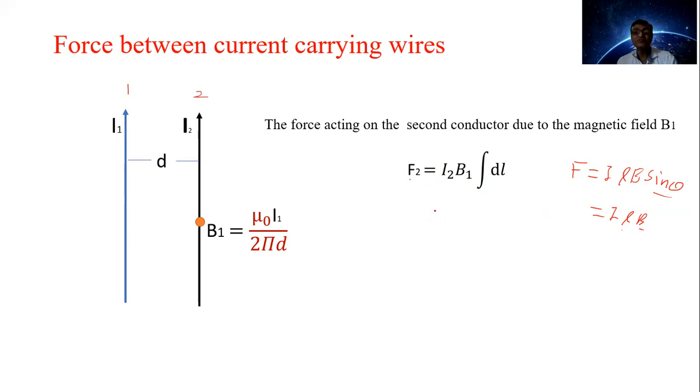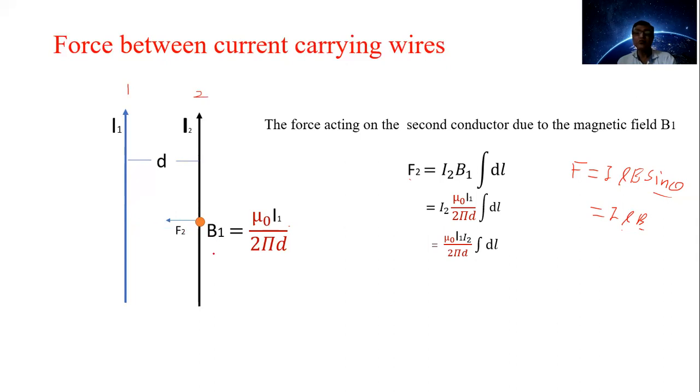Now, by putting the value of B1, F2 is equal to I2 mu 0 I1 upon 2 pi d integral of dl. That is, we have put the value of B1, and we write here mu 0 I1 I2 upon 2 pi d integral of dl. This force is directed towards the first wire.